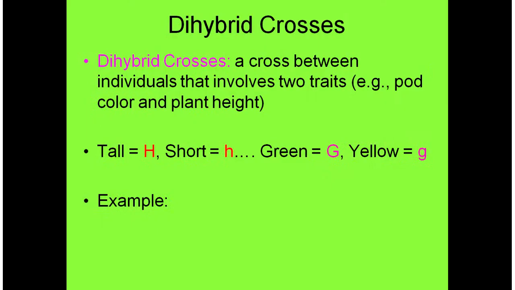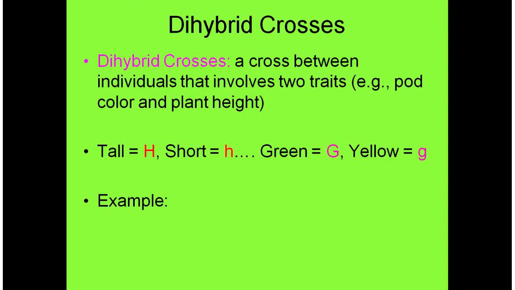So up until this point, we've been looking at monohybrid crosses, mono meaning one, so we were tracking the inheritance of just one trait at a time. Now we're going to be creating a dihybrid cross, di meaning two, and we're going to be showing the inheritance of two traits at a time. We're going to use the example of pod color and plant height, like in Mendel's pea plants.